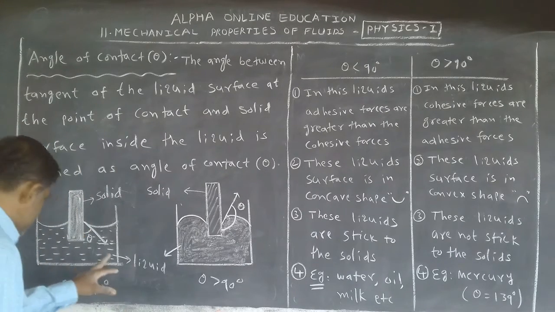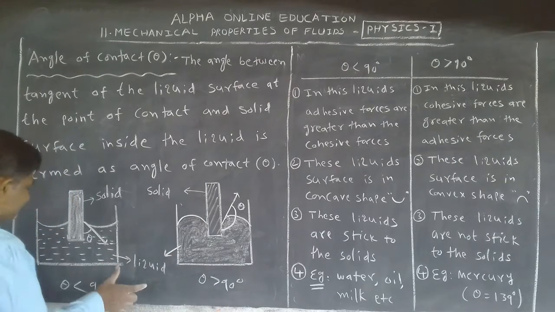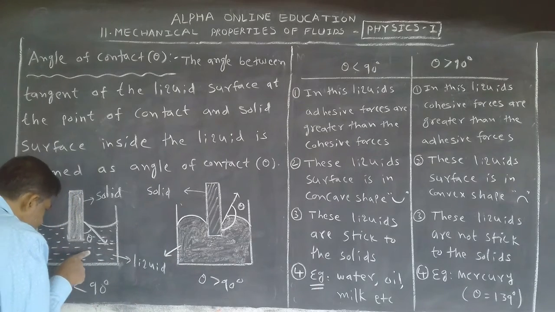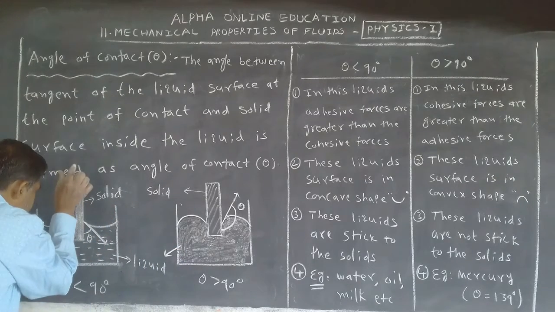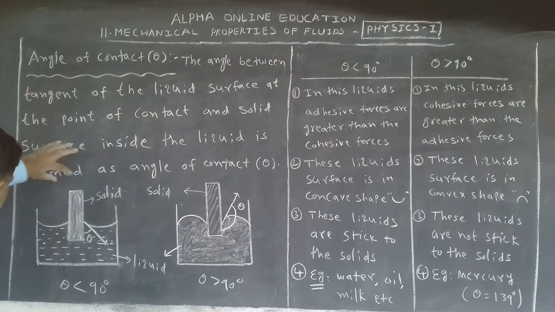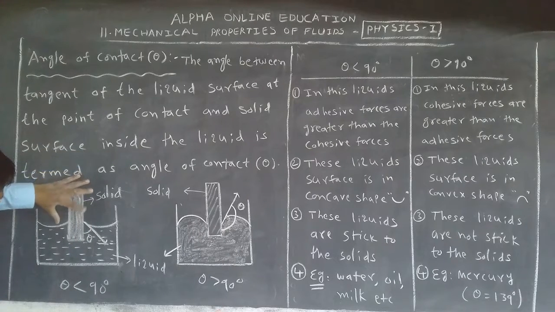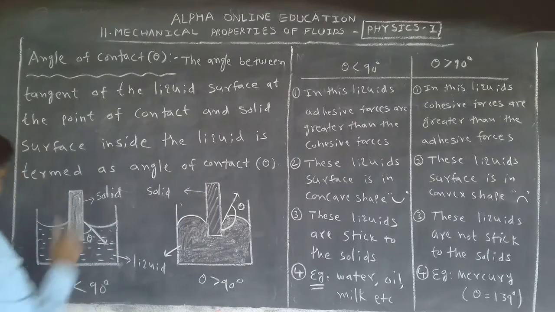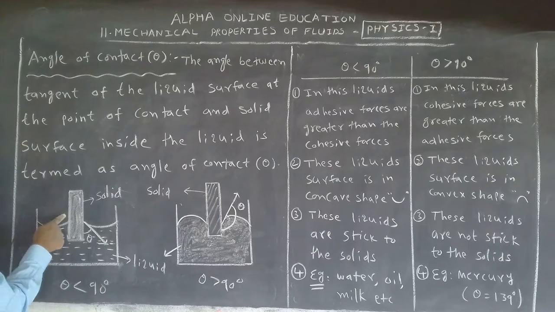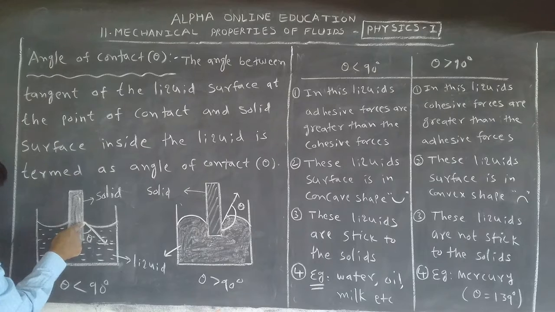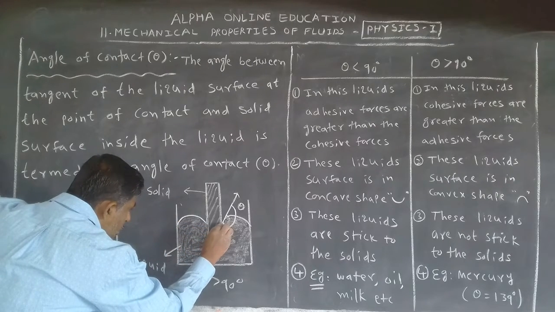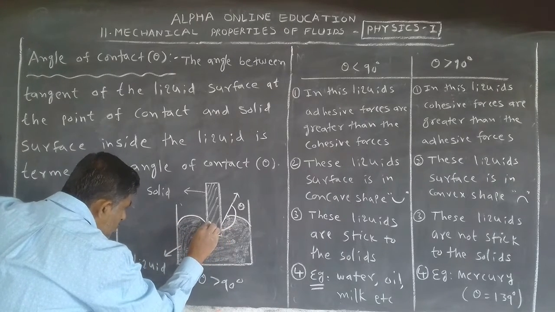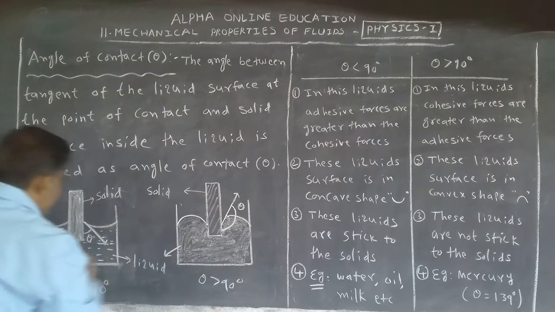Now let us take 2 bowls, 2 vessels. In this one liquid is taken, in this one liquid is taken. I have taken a solid in it. When the solid is dipped in this liquid and in this liquid, this is the contact place of solid and liquid. Here also, this is the contact place of solid and liquid.